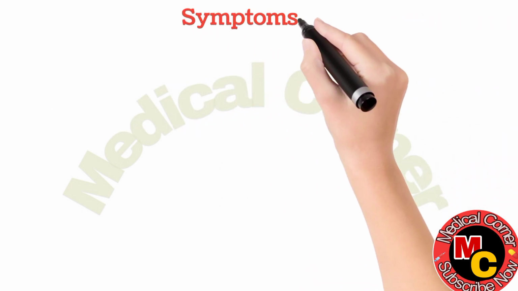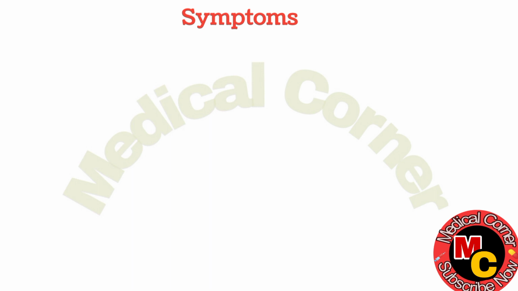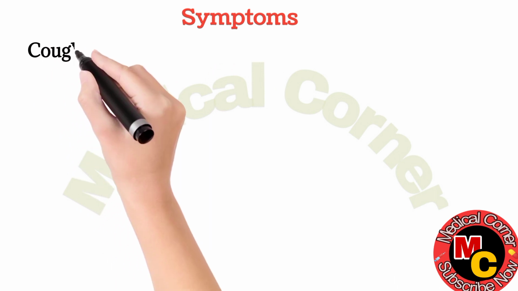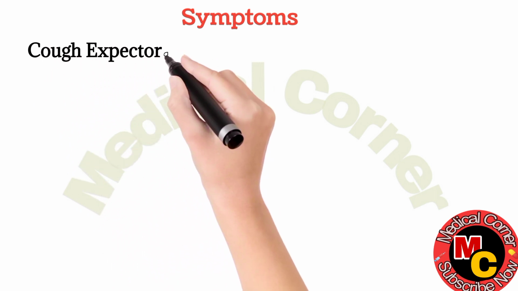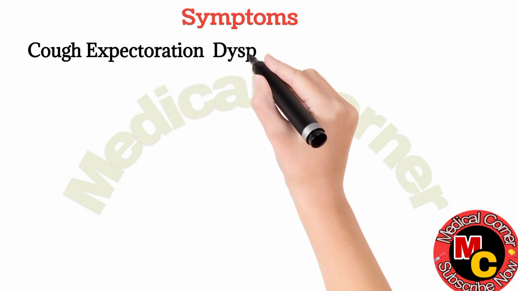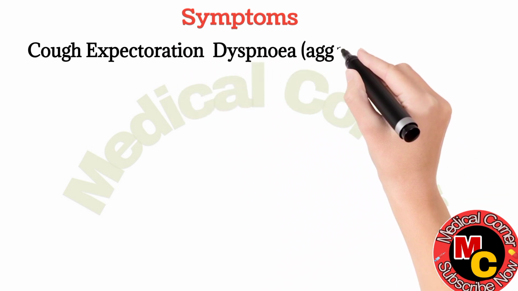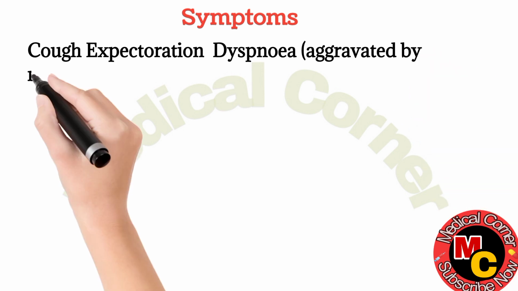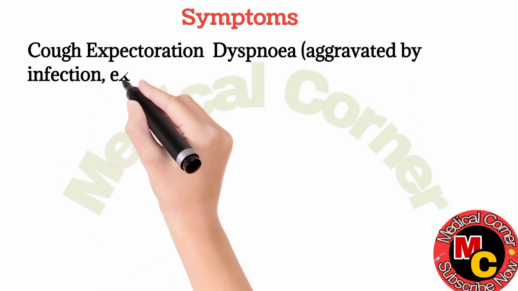Signs and symptoms of chronic obstructive pulmonary disease include cough, which is the most common symptom, expectoration, and dyspnea, which is aggravated by infection, exercise, and smoking.